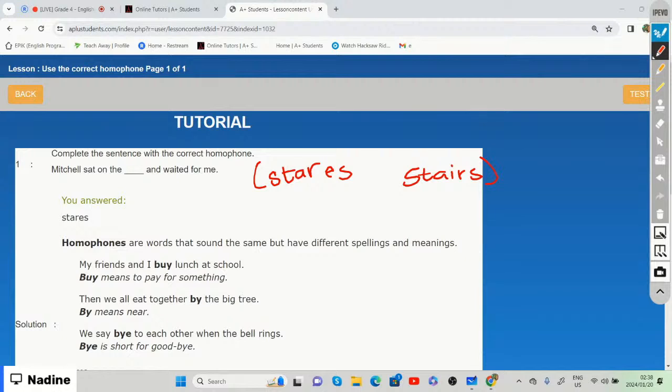So Michelle sat on the stairs and waited for me. We need to write one of those. We need to basically mention or write down the correct one. Is it the first one, stairs, or the second one, stares?